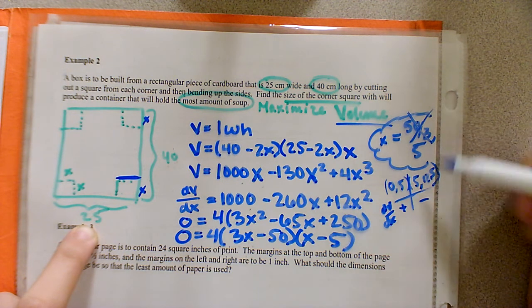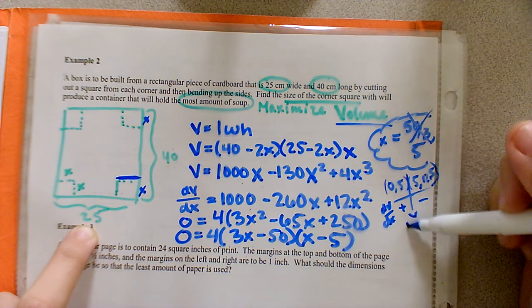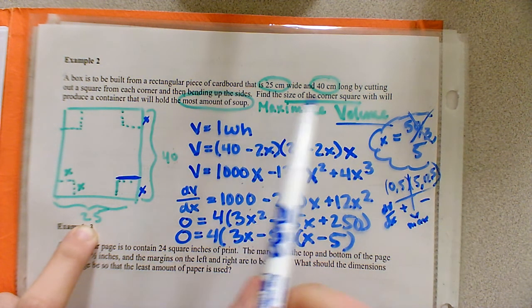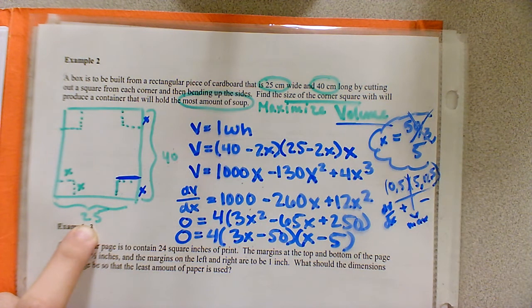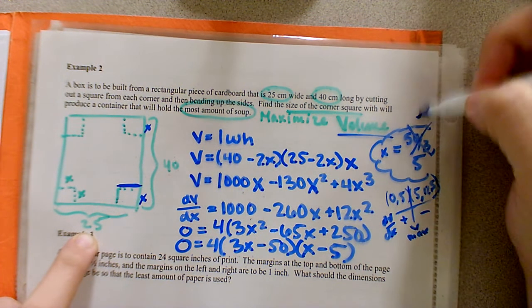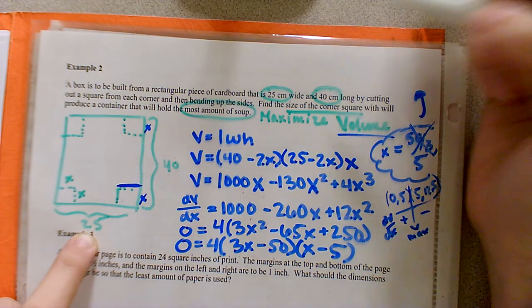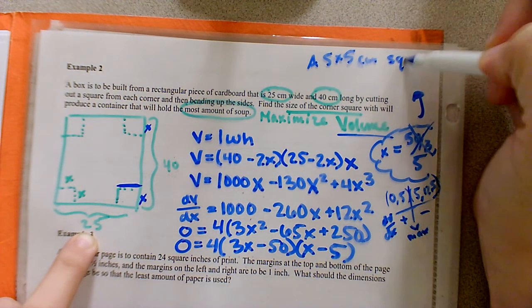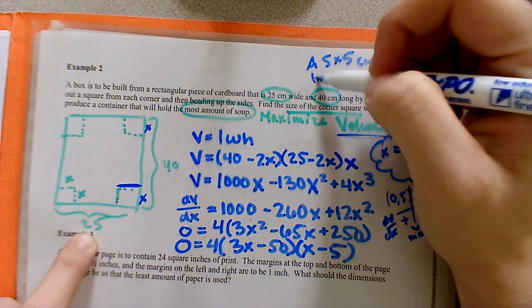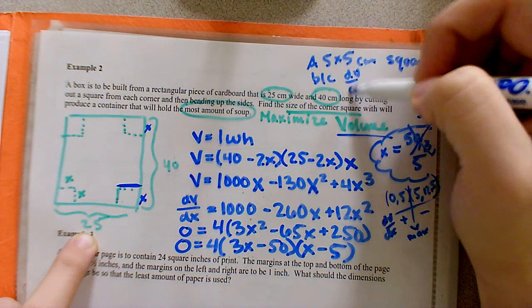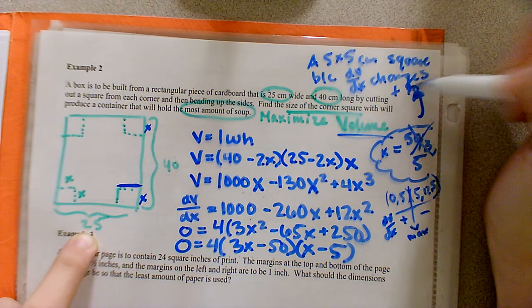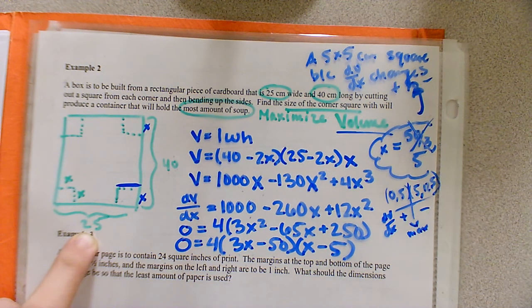So based on our sign chart, notice how we are confirming that there is a max at 5, that maximum volume. So find the size of the corner square that would produce the most amount of soup. Kind of run out of room here, so I'll go towards the top. We'll say a 5 by 5 centimeter square, because the derivative changes from positive to negative. Okay, we confirm that based off our sign chart.